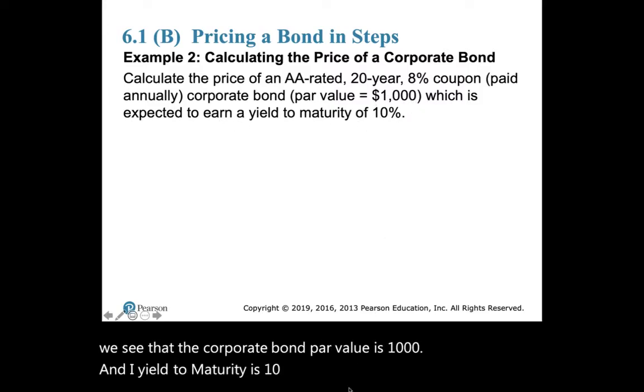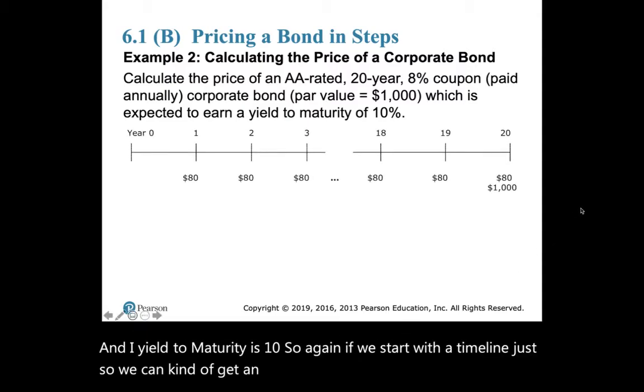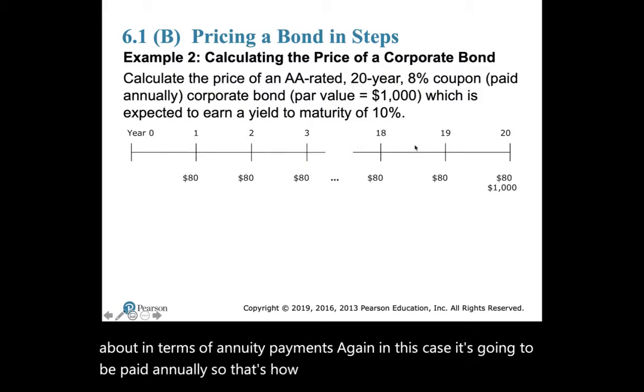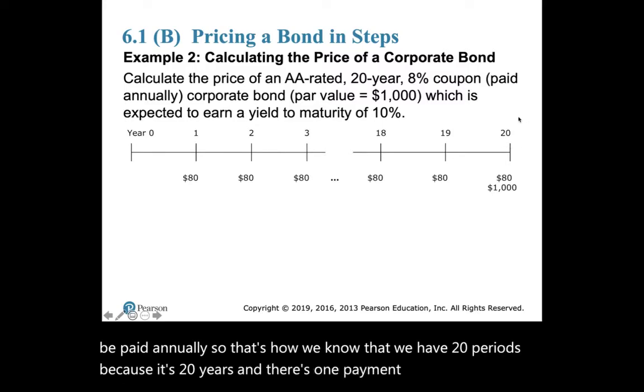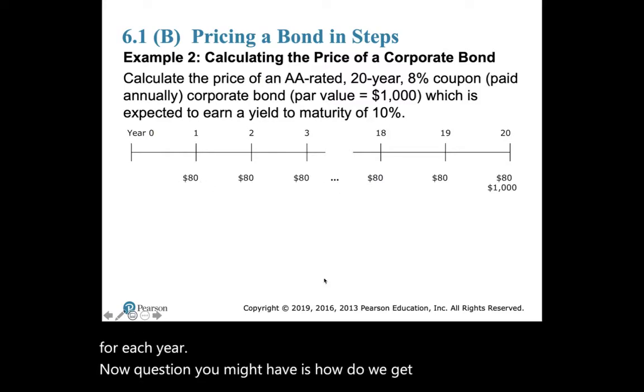Okay, so again, if we start with a timeline just so we can get an idea, we can see here, just like we talked about in terms of annuity payments, in this case, it's going to be paid annually. So that's how we know that we have 20 periods, because it's 20 years and there's one payment for each year. Now, a question you might have is, how did we get the $80? That's a good question.